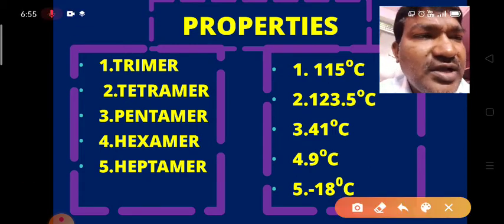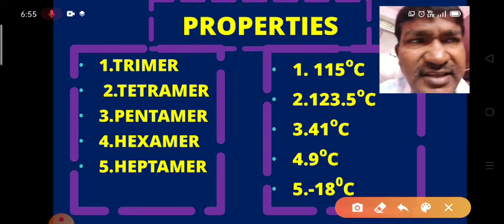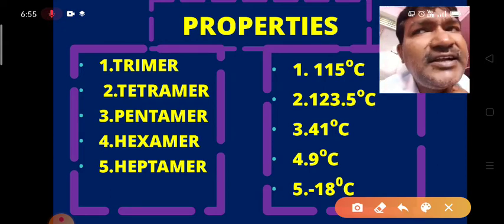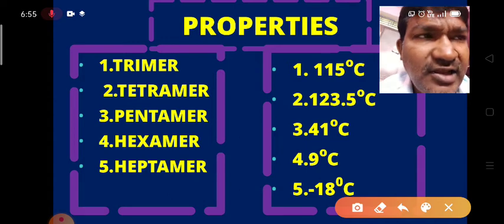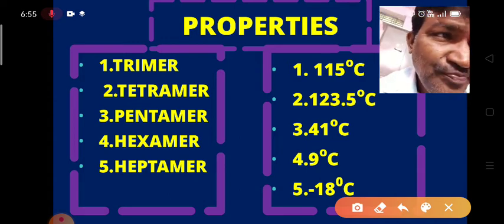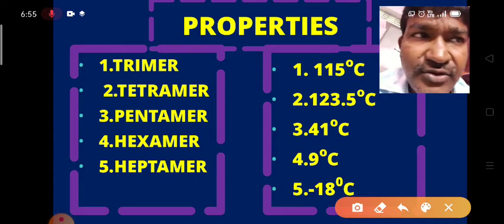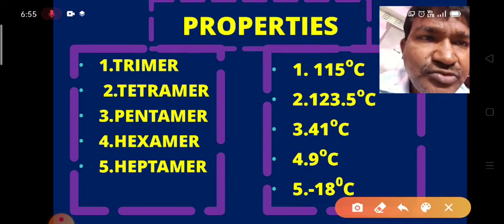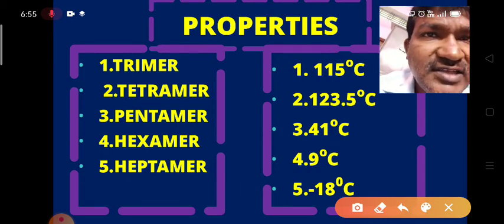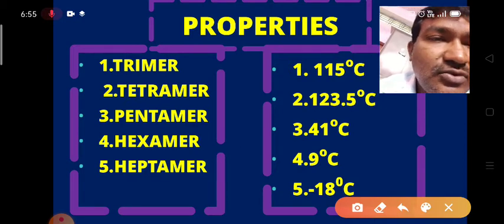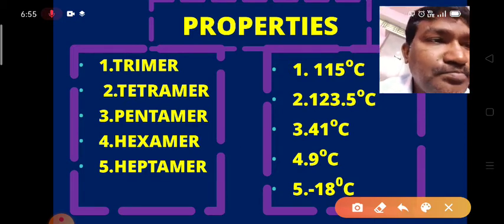Now this is so because as the chain length increases, zigzag nature increases. As a result, a lot of disturbance occurs among the molecules. As a result, the oscillations increase. As a result, they convert into the liquid. So that is very important.